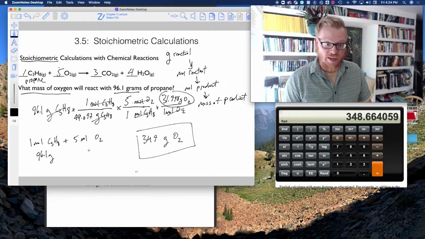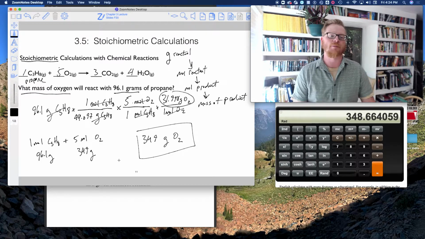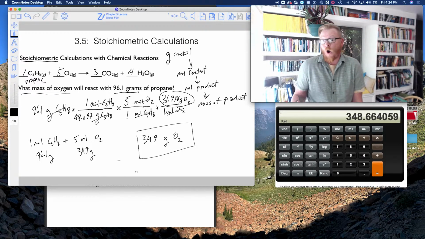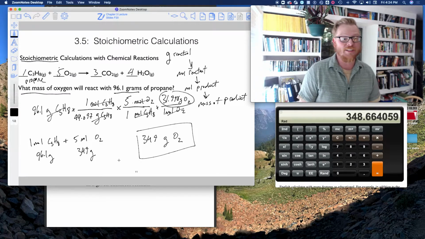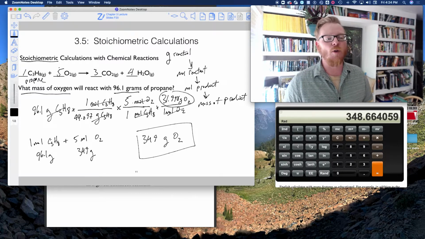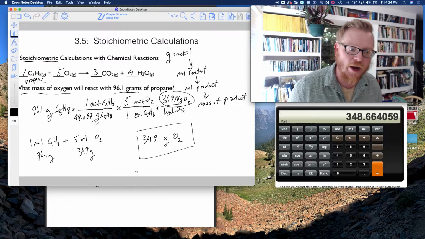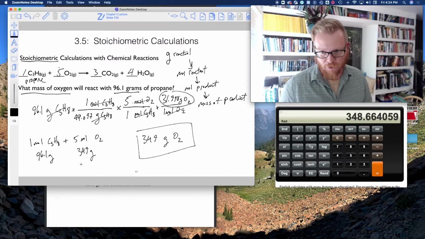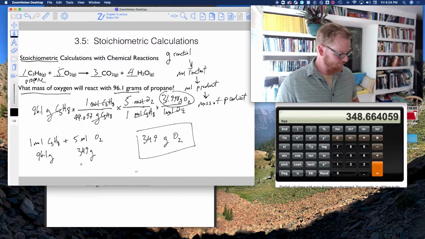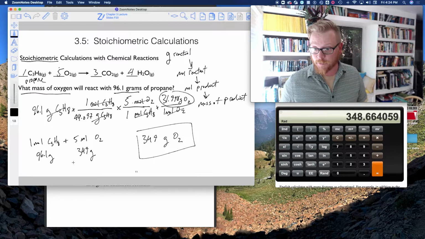96.1 grams of this will react with exactly 349 grams of this. Okay? That's all that we did. We just said if 1 mole of propane needs 5 moles of oxygen, that's the same thing as saying 96.1 grams of propane needs 349 grams of oxygen. All right? So make sure you're able to do that. I'm going to move on to another example problem, and it's going to be a little bit harder.